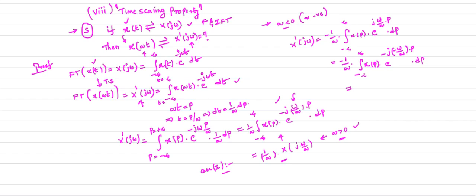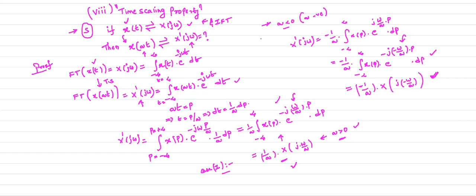Now what is the result of the above equation? 1 by a times X of j into minus omega by a. Let us clearly observe, in the place of omega here we have minus omega by a. Therefore, in the standard form, it is X of j of minus omega by a. So whenever a is greater than 0, you get the first result, and whenever a is less than 0, you get this result.